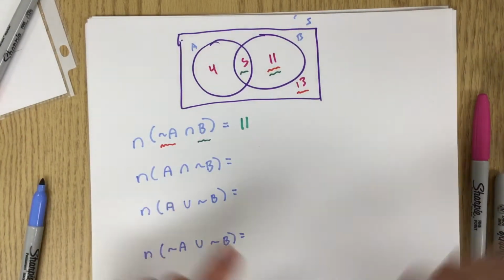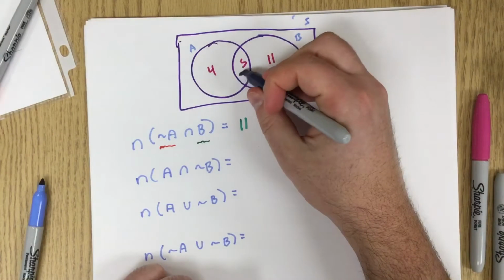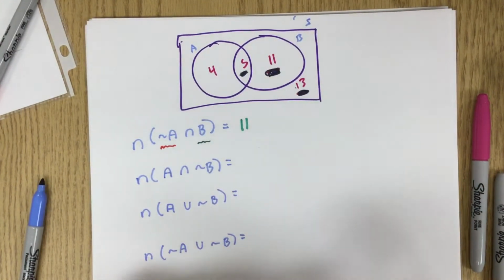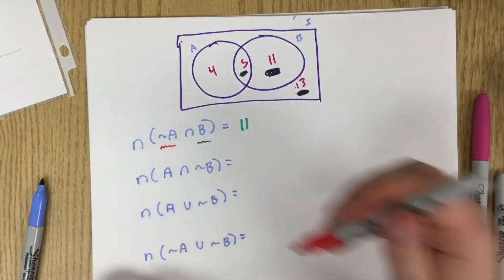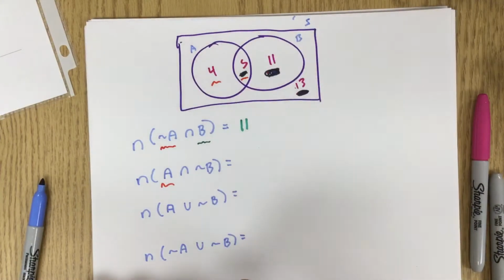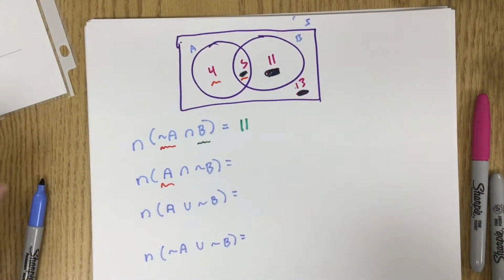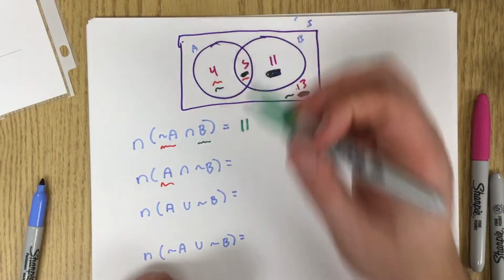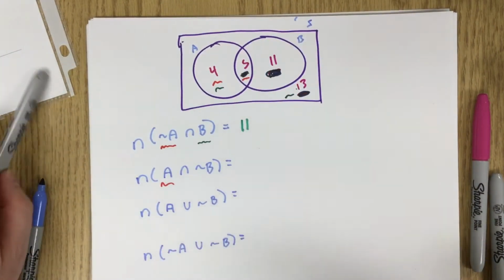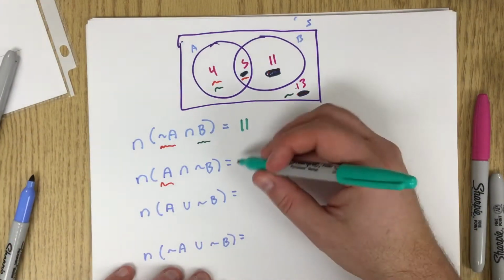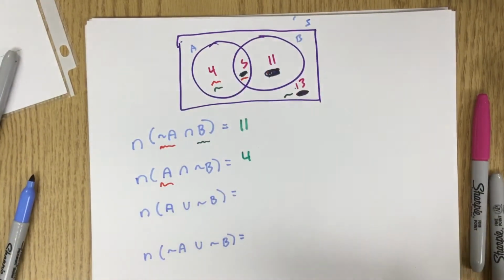So A and not B. So let's go, we'll wipe these guys out. So it's got to be an A. A is these guys. And it has to be in not B. And not B is, these guys are in B, so that's not B. And so A and not B is going to be just the 4. The 4 is the only one that's in A and is also not in B.